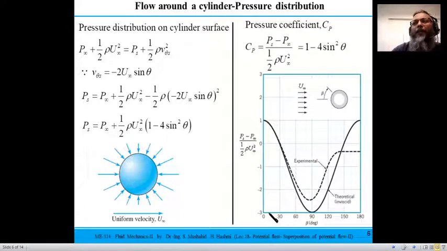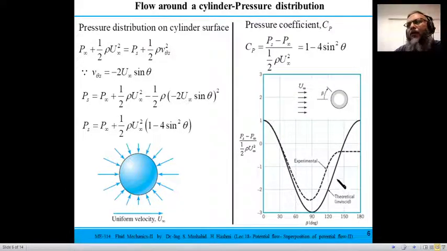So what we see here is that on this side you have a higher pressure, and on the other side you have a lower pressure, and this pressure difference forces the fluid to move over the cylinder. So we can see that for the flow over a cylinder, the pressure coefficient would be some function of the angle at the surface of the cylinder. Our inviscid flow theory, what we call potential flow theory, predicts this type of behavior, which is quite symmetrical.